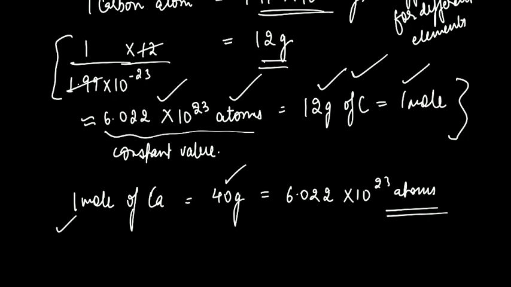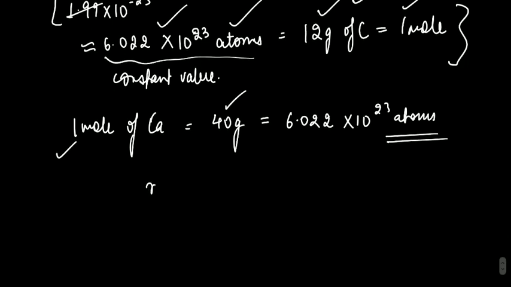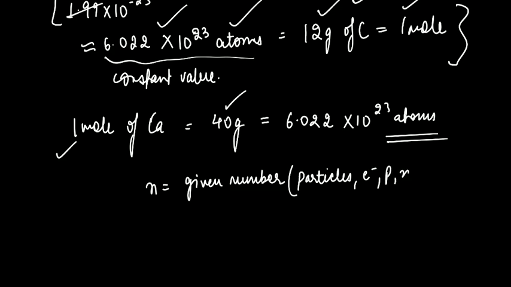So just remember that. Now coming to the formula, number of moles is equal to the given number. Now what is this given number? The given number can be particles, electrons, protons, neutrons, ions, molecules, atoms. It can be anything, any number, but not the number of moles.